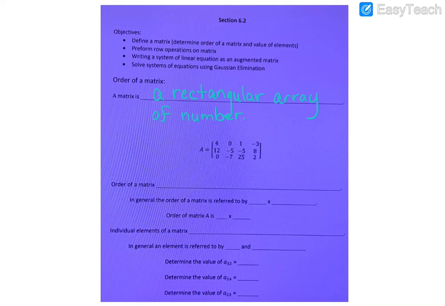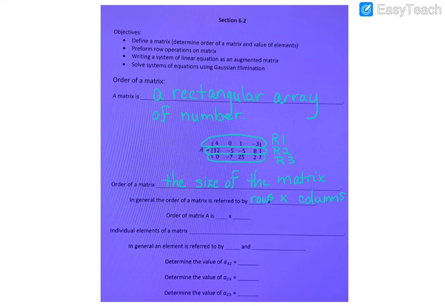So the order of a matrix refers to the size of the matrix. In general, the order of the matrix is referred to as rows by columns. So you count the number of rows first, and then you count the number of columns. If I'm looking at matrix A, rows go across. So this would be row 1 of matrix A. This would be row 2 of matrix A. And this would be row 3 of matrix A.